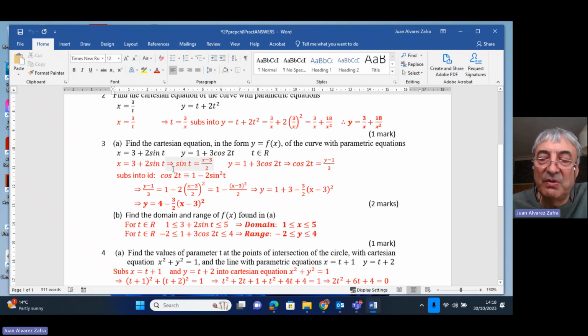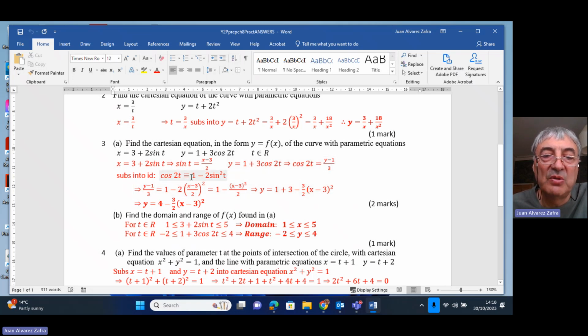So the easiest way of working with Cartesian equations when the parametric equations involve trig is to find a trig identity that relates the trig expression, in this case sine of t, and the trig expression, in this case cos of 2t. And that identity is that cos of 2t is 1 minus 2 sine squared t. And then what we do is we obtain the sine of t in terms of x. So sine of t in terms of x is (x minus 3) over 2, rearranging this equation. And rearranging this equation, we get cos of 2t equals (y minus 1) over 3.